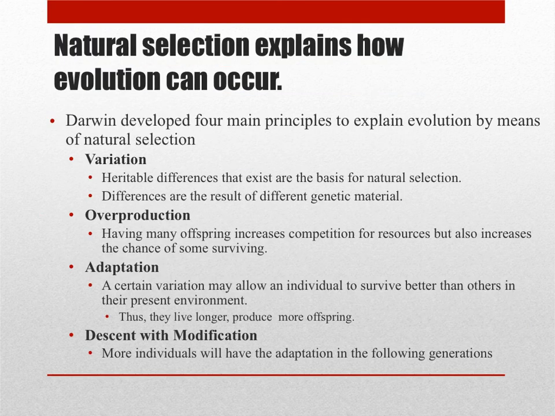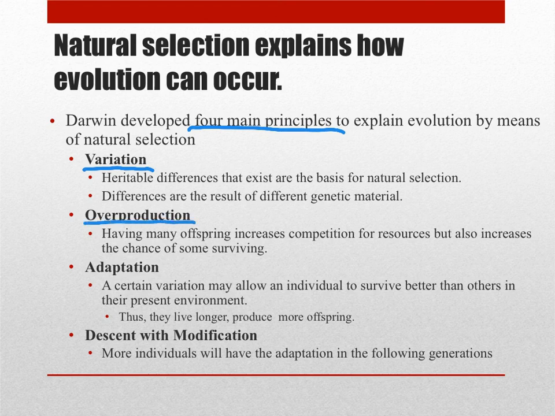Darwin developed four main principles to explain evolution by means of natural selection. Remember, this was the mechanism that he proposed. First, there was variation within the population, within the species. Heritable differences that exist are the basis for natural selection. Differences are the result of different genetic material. Remember, the genes, the genotype, determines the phenotype, the physical expression of these traits. So that's the first thing, variation.